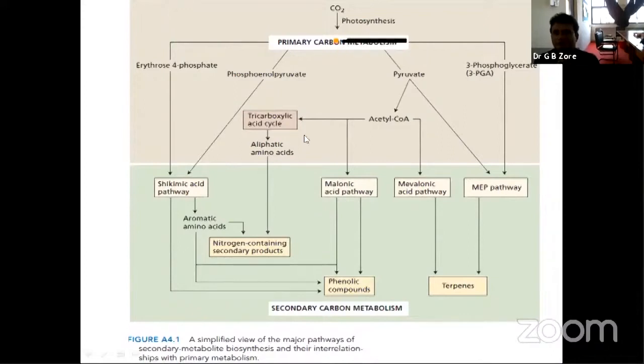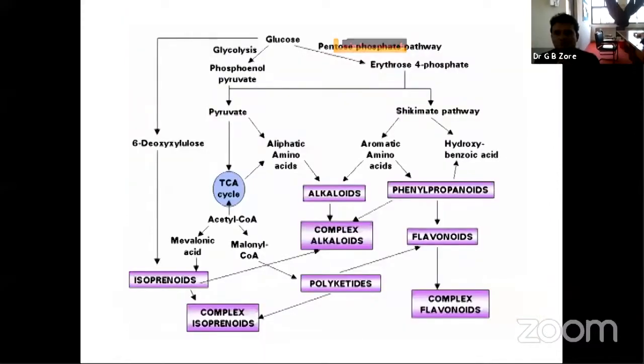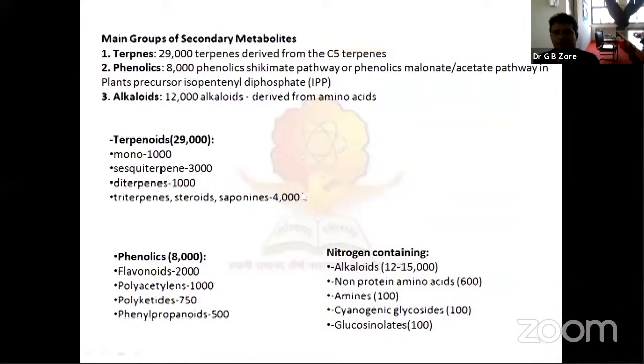Like so, you can see terpene is the largest group of secondary metabolites, and more than 29,000 terpene molecules have been described or identified till today. There are more than 8,000 phenolic molecules known. 12 to 15,000 alkaloids are known today. In detail, these terpenoids are further classified into different groups based on structure: monoterpene, sesquiterpene, diterpene, triterpene, steroid, saponin, etc.